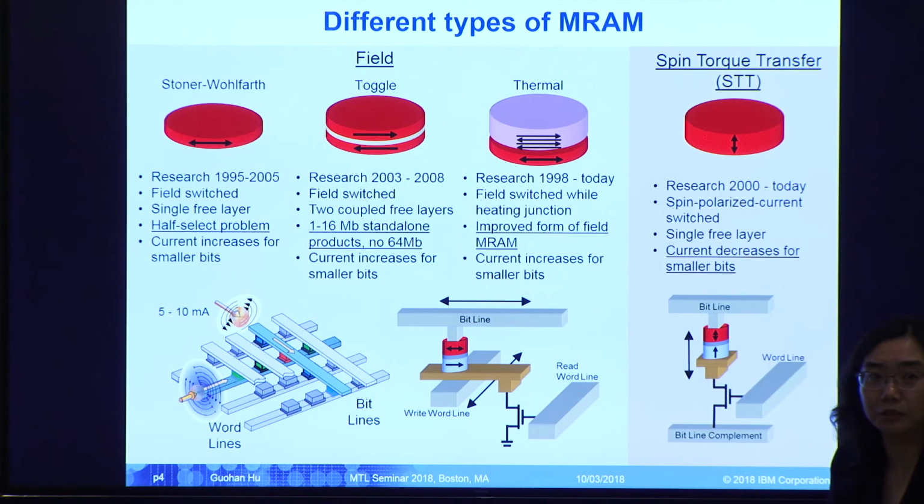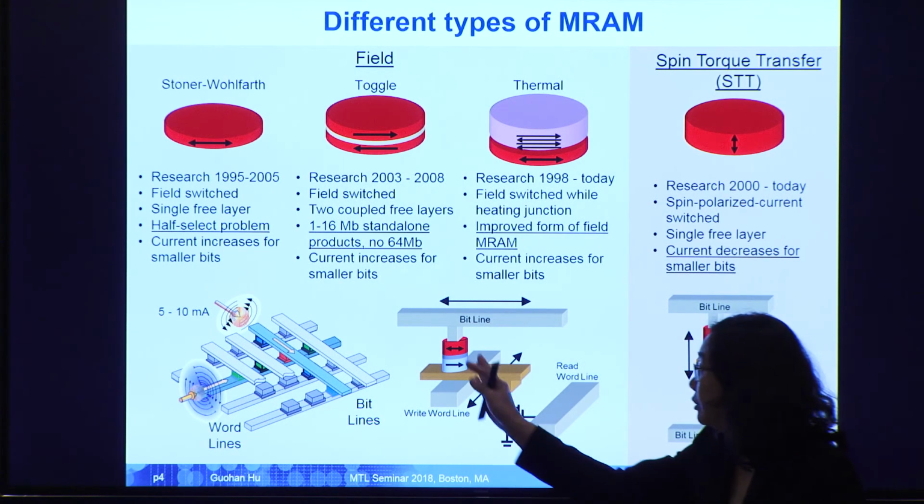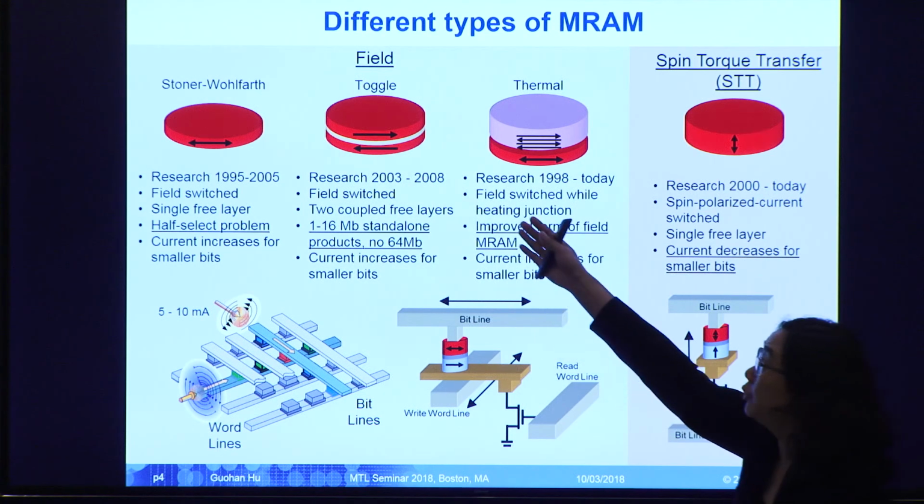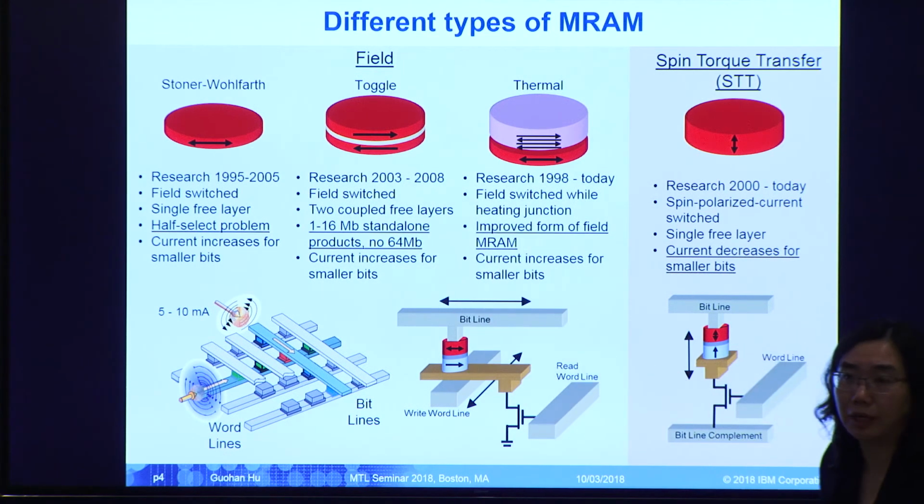So you use this oscillating field generated by current to switch your magnetic entity. This research was going on for about 10, 20 years, and there are products on the market, though you may not be aware of it. For example, Aerospin has been shipping this field MRAM for many years now. It's very niche in the market, but there are products using field MRAM.